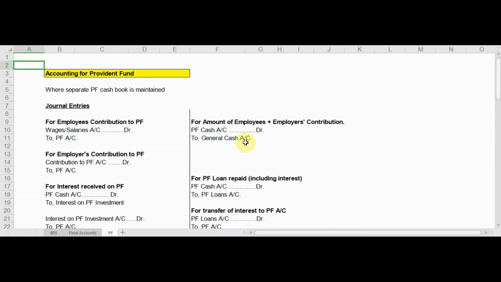Welcome to today's class. Today we will learn about accounting for provident fund.